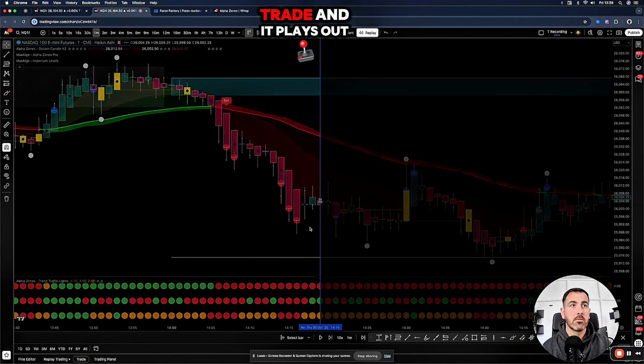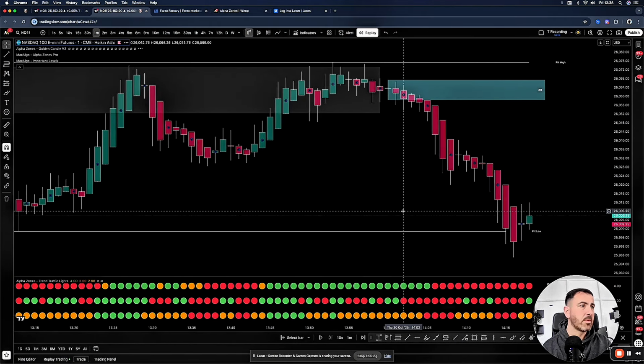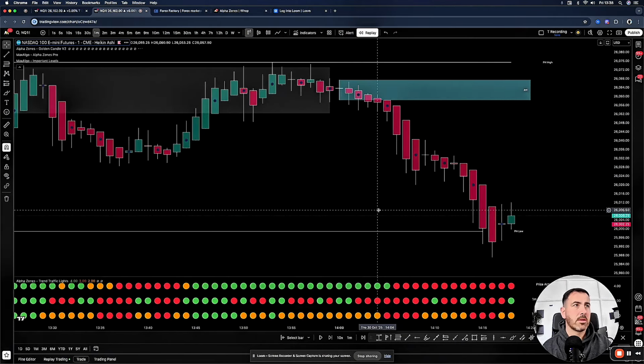So we take the trade. And it plays out beautifully again. That's 2 for 2. There we go. See, golden candle. Unfortunately, that golden candle doesn't align.